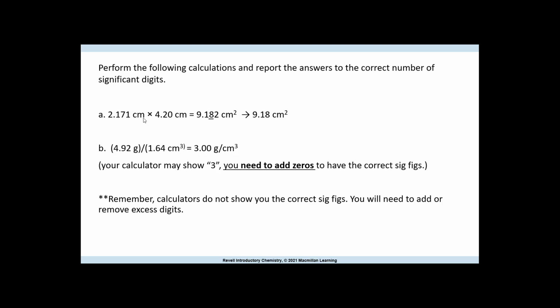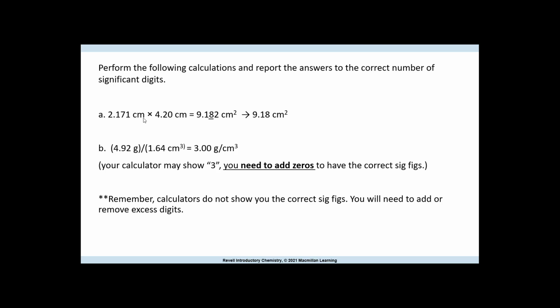So A, 2.171 centimeters times 4.2 centimeters. I'm not going to go over the rules, but the answer is 9.18 centimeters squared. Hopefully that makes sense as to why. So that should make sense as to why A has 3 sig figs and centimeters squared.